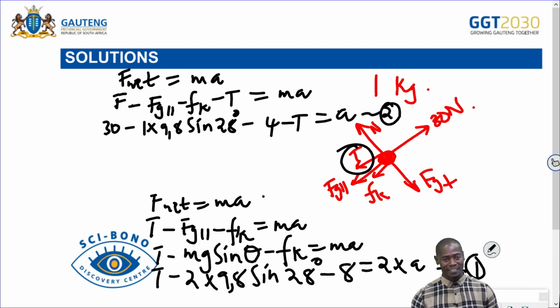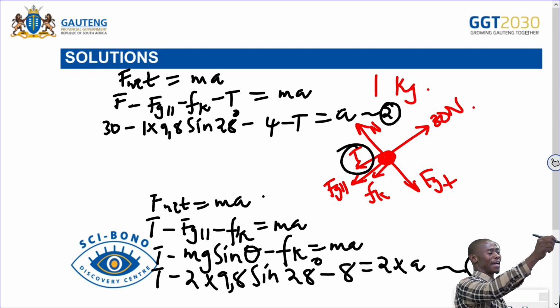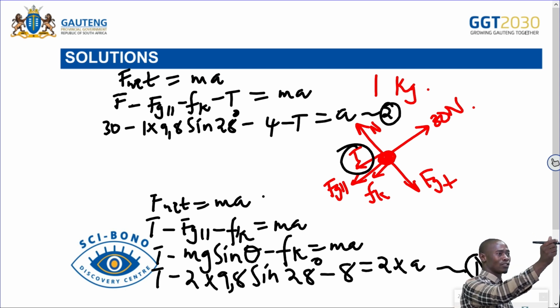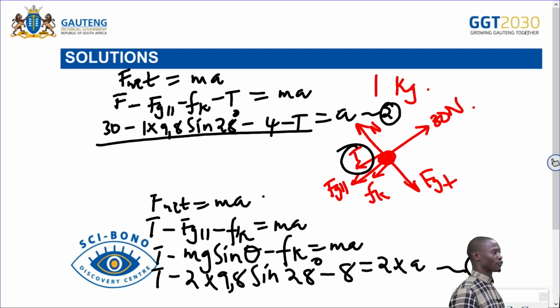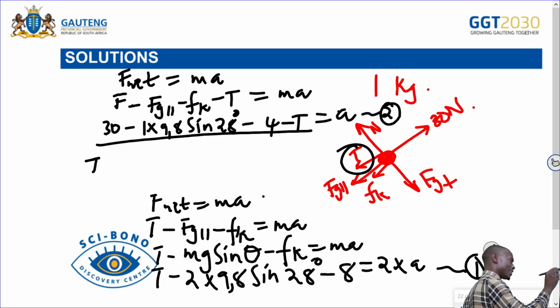So I'm having 2 equations. What am I looking for here, learners? I'm looking for tension. So for me to get tension, I need to eliminate A. You can eliminate A by multiplying this by 2, so it will be 2A there. Or, you can see that in equation 2, A is equal to this, which means that you can substitute equation 2 into equation 1. How? This is your equation 1.